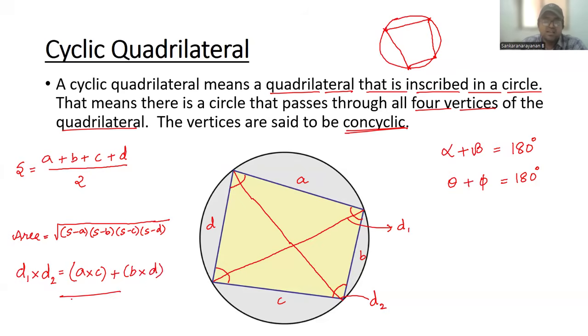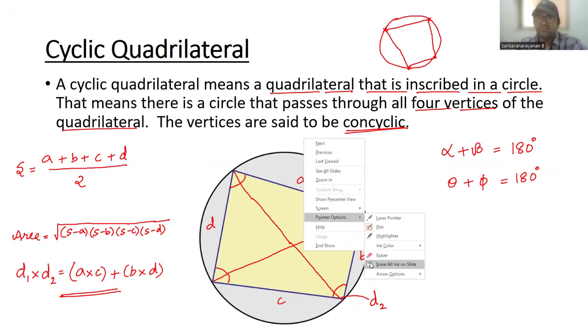This is another important result that you have to keep in mind. D1 into D2, that is the length of diagonal 1 multiplied with the length of diagonal 2, will be equal to A into C plus B into D, where A, B, C, D are the respective lengths of the sides of the cyclic quadrilateral. Okay, so make a note of the same.